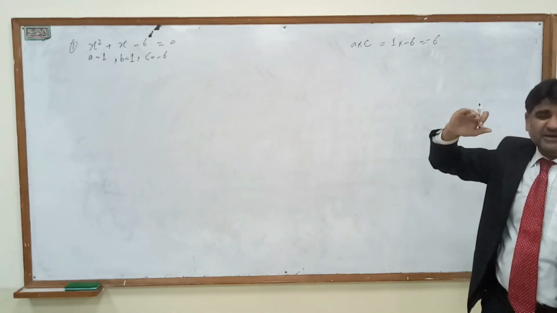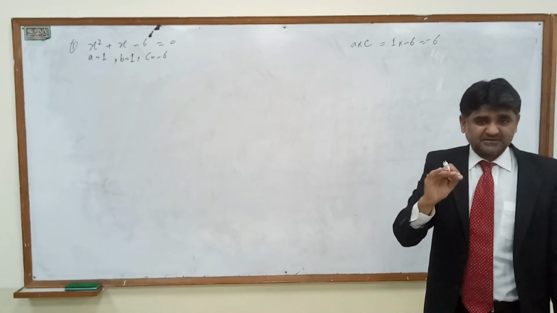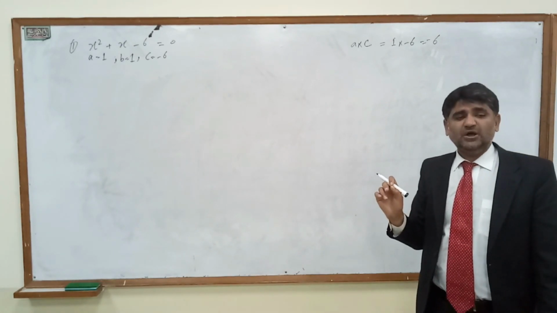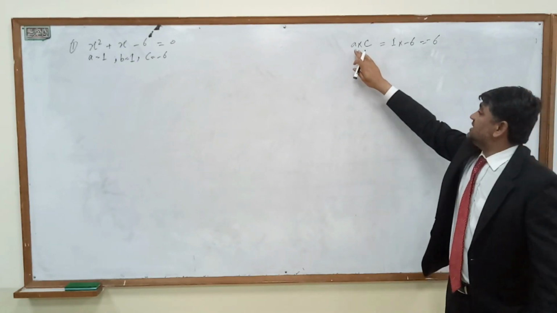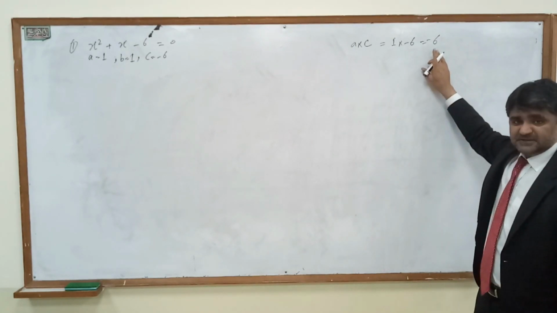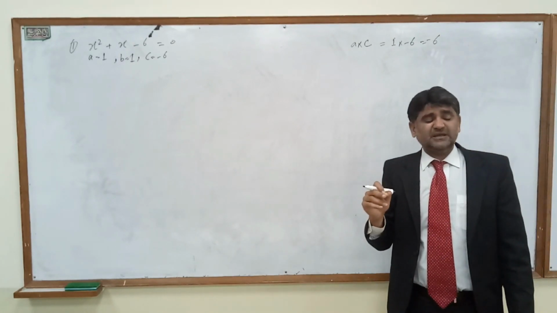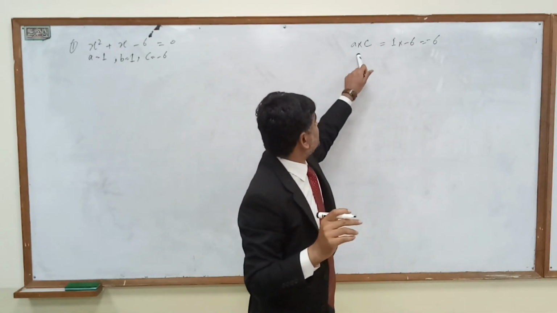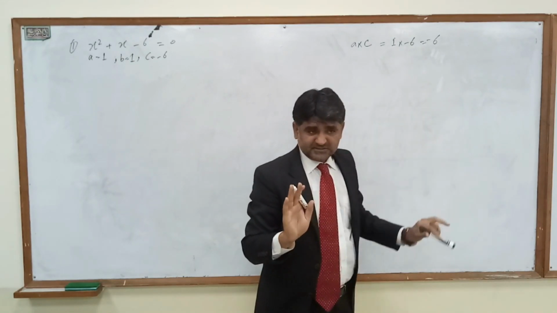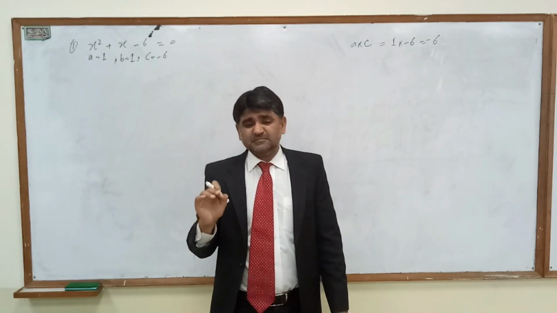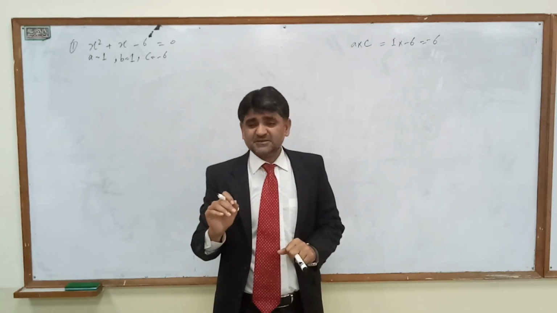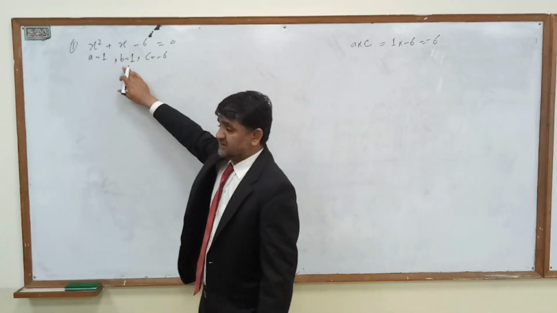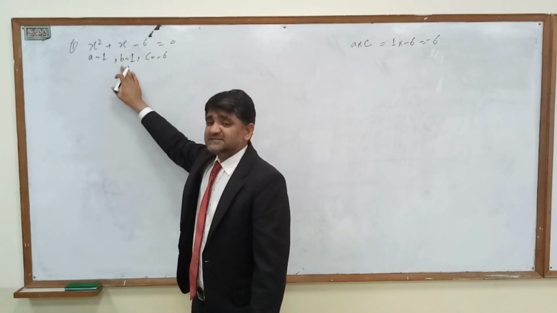But those two values, by adding or subtracting, answer must be equal to b. Only one sentence. What is required? First of all, we have to multiply a multiplied by c. Then we have to multiply any two values, which must equal the answer of a multiplied by c. Third, after getting these values, by adding or subtracting, the answer should be equal to b. What is b? 1. b is 1.